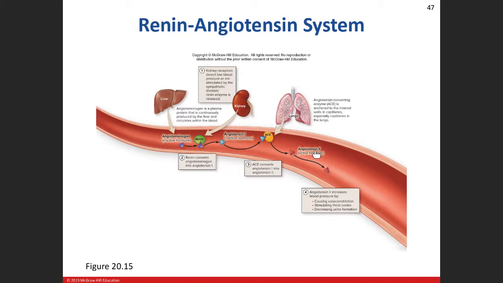Has anyone ever heard of ACE inhibitors? It's a form of medication that helps to deal with blood pressure. People with high blood pressure, they'll give them ACE inhibitors. It inhibits this enzyme here, so now we can't make the active form, angiotensin 2, excuse me. So let me go back to the previous slide here.